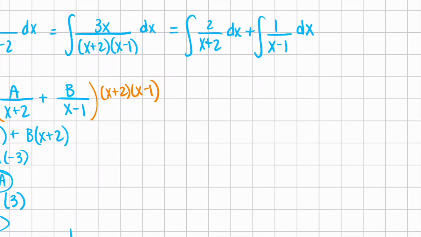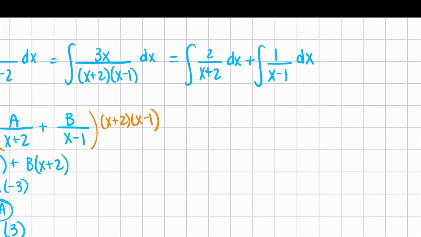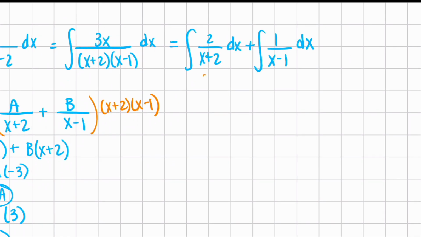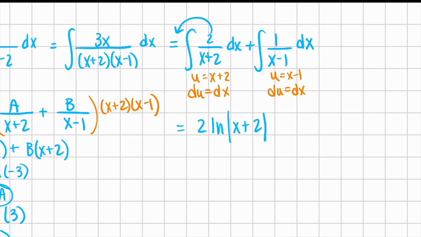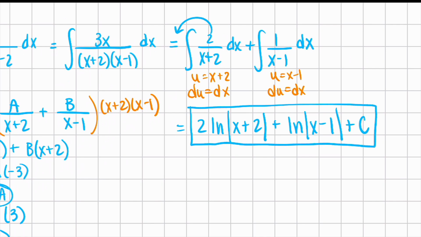And you can write out your u sub, or you can do it in your head. But notice that when we do our u sub, du equals dx for both of these. So we don't have anything extra that we need to put into our integrals. So we're going to get 2, pull the 2 out front, 2 natural log of the absolute value of x plus 2 plus natural log absolute value of x minus 1 plus c. And that is that example.